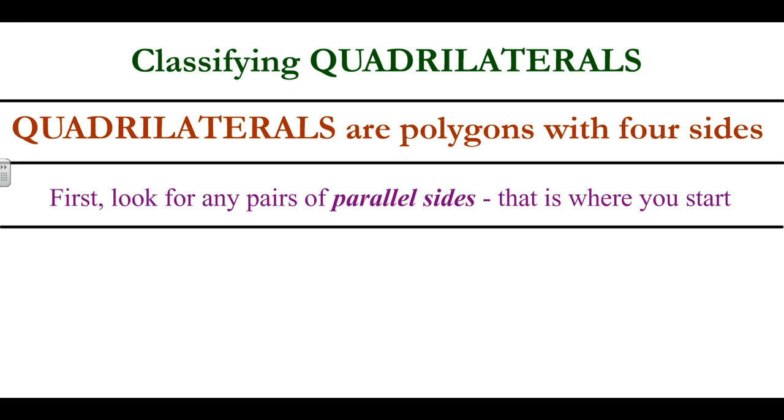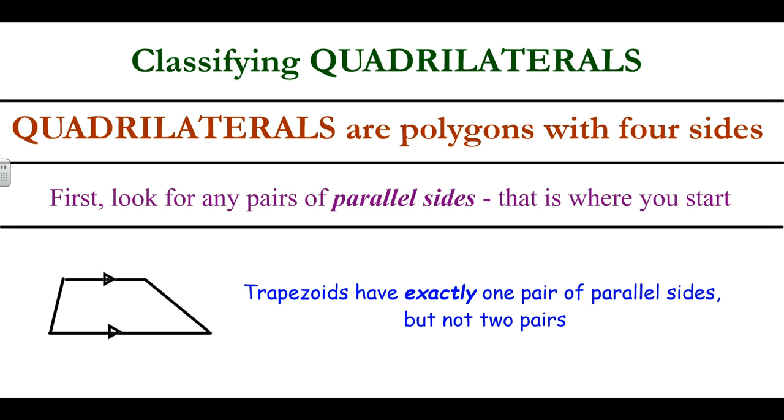So first, we want to look for pairs of parallel sides. If there is no set of 2 edges for a quadrilateral that are parallel, then we just call it a quadrilateral. It has no special name. If, however, it has 1 pair of parallel sides, we call it a trapezoid, and that's the definition of a trapezoid. So I'm going to ask you to go ahead and pause the video here and write down both the definition of the trapezoid and the picture here, including the arrows that are here to indicate that these 2 sides are parallel, and then unpause the video when you're ready to move on.